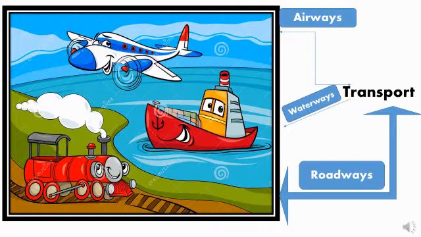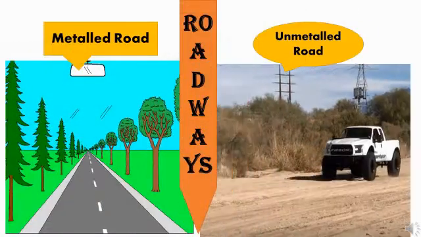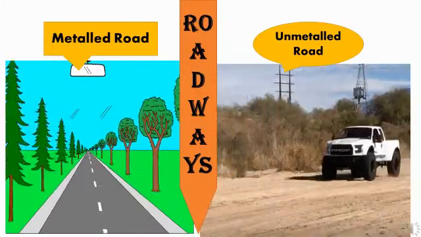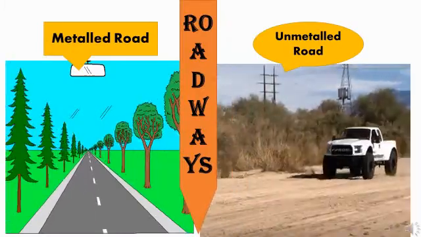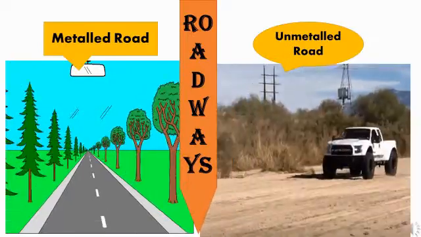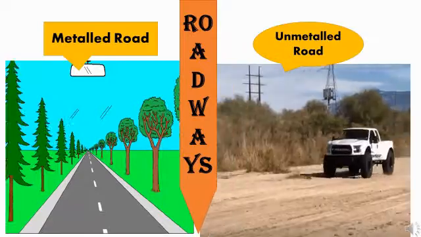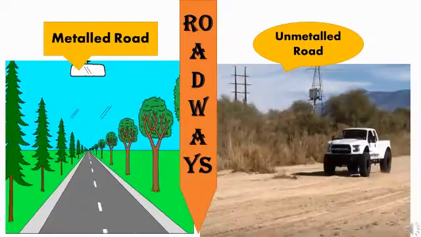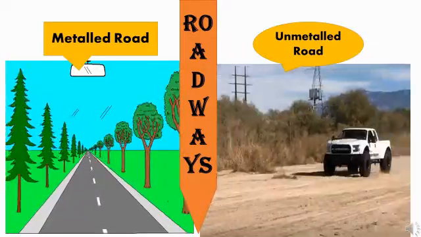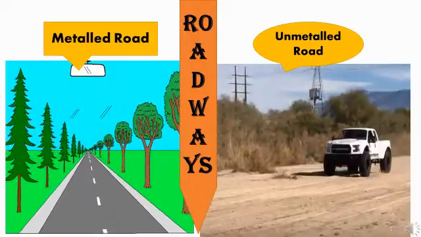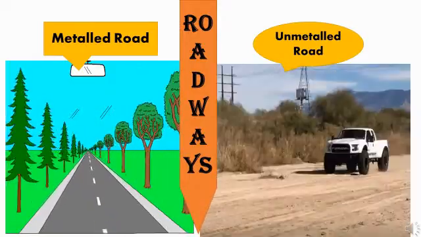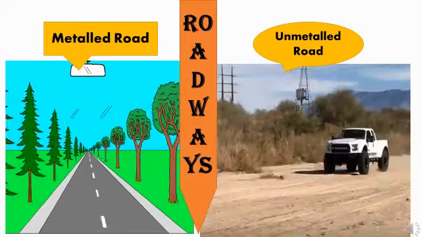First, we can see roadways. Our country has a large network of roads. The roads are either metalled or unmetalled. Most roads in cities and towns are metalled. They are made of stone, cement and tar. Unmetalled roads are generally found in villages.